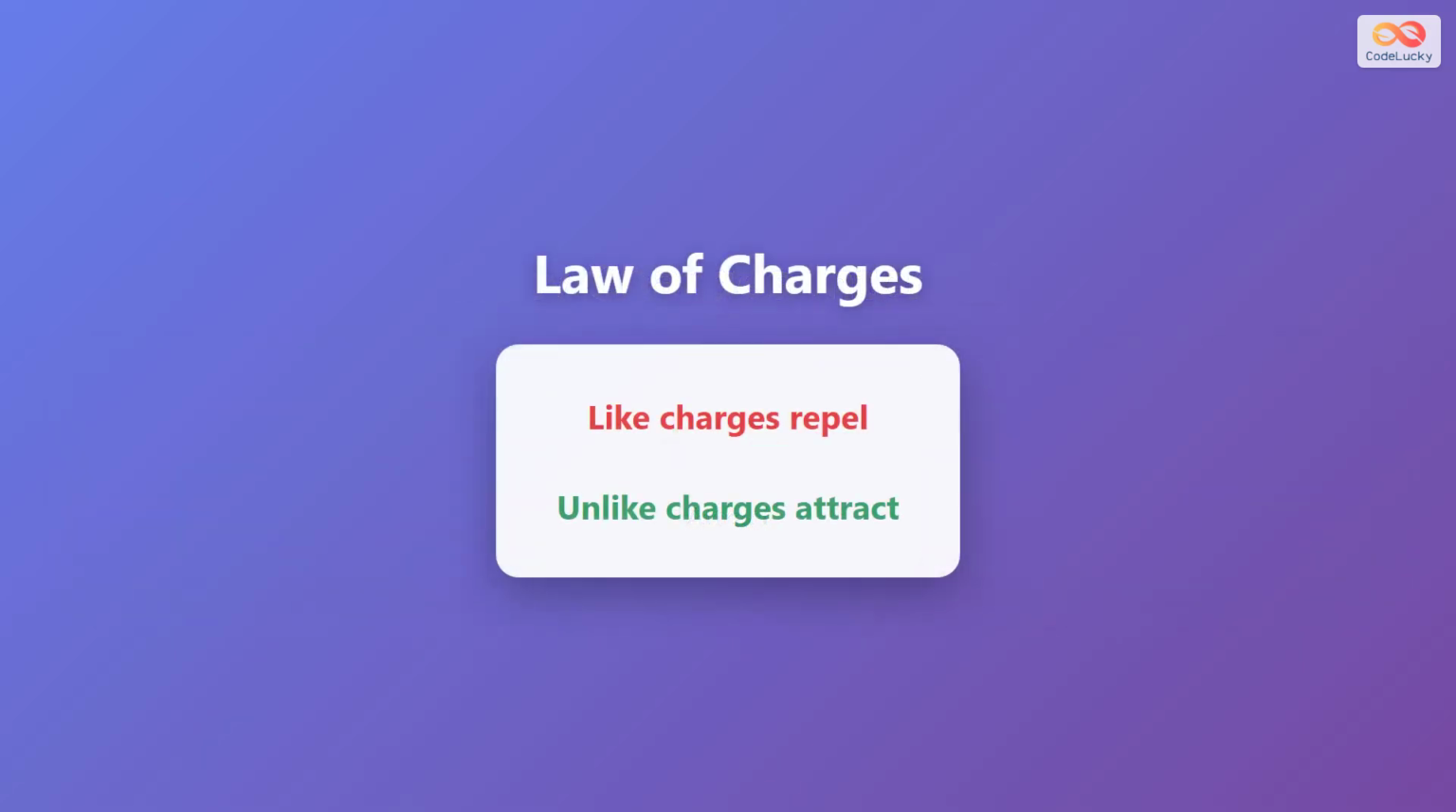The behavior we just discussed can be summarized in what we call the law of charges. This law states two simple rules. First, like charges repel. This means that two positive charges will push away from each other, and two negative charges will also push away from each other. Second, unlike charges attract. This means that a positive charge and a negative charge will pull toward each other. These rules never change and apply universally to all charged objects in nature.